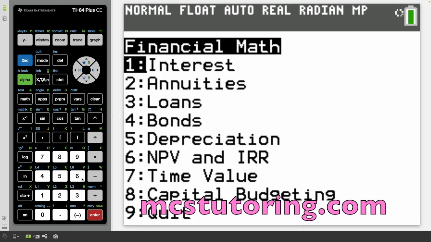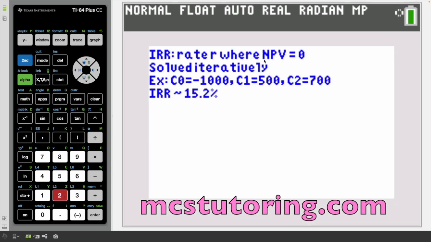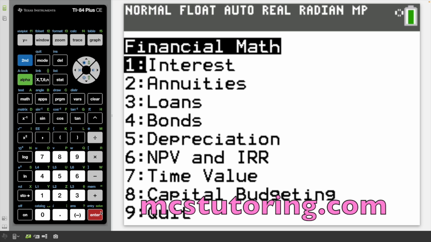And then we've got internal rate of return, where NPV is 0. It's solved iteratively. C sub O is negative 1,000. C1 is 500. C2 is 700. So internal rate of return is approximately 15.2%. Next time I'll actually have an equation for you. Sorry, I didn't have one for that.